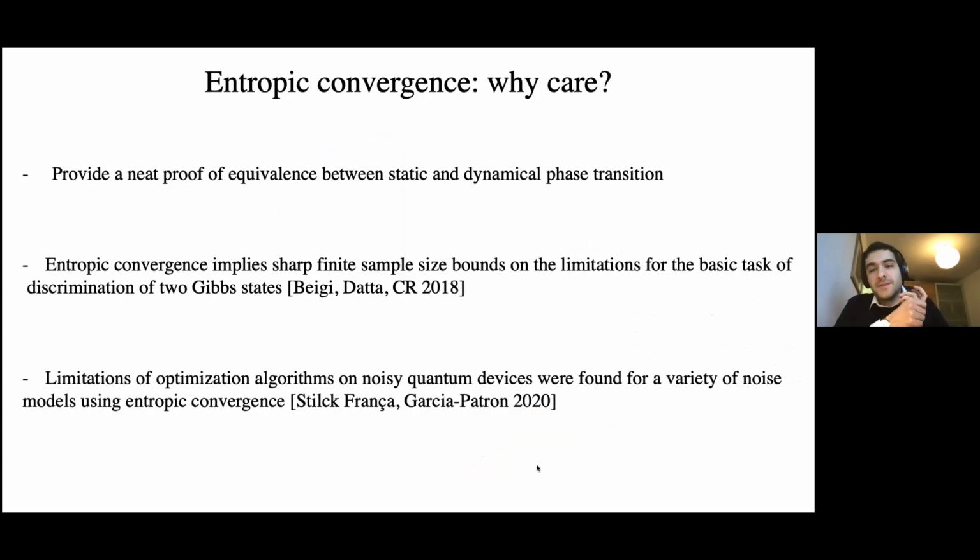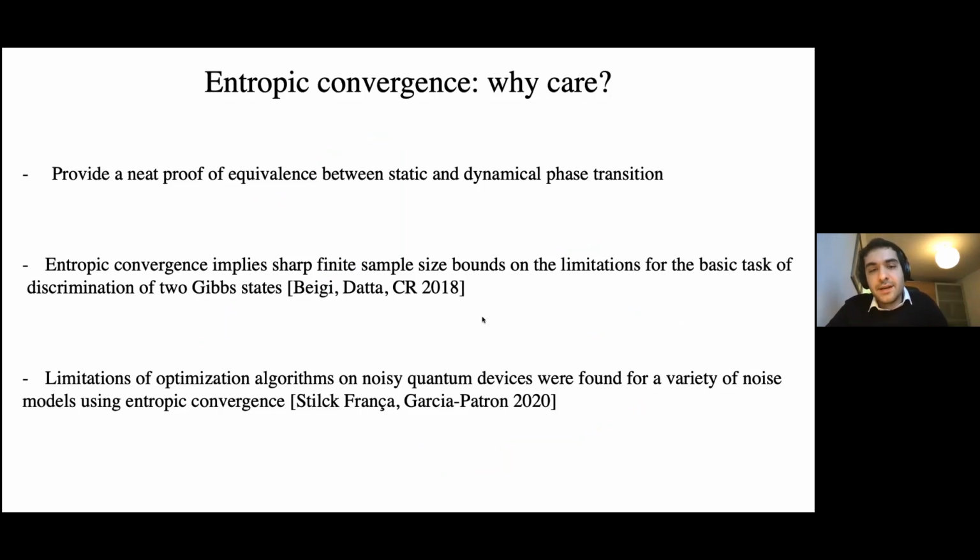Okay, so let me emphasize maybe one last time the importance of entropic convergence. So the first reason I already mentioned several times, it will provide a very neat proof of this equivalence between dynamical and static phase transition in some sense.